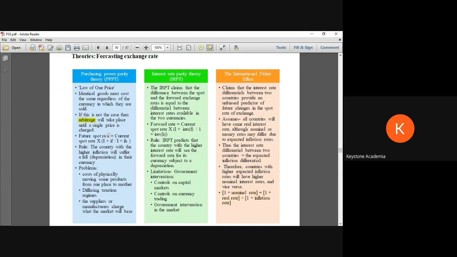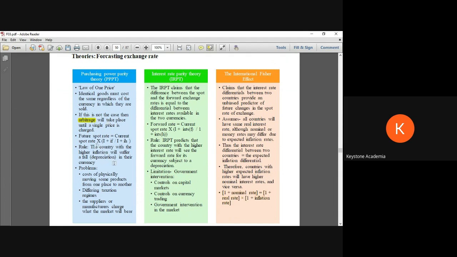There's one formula also. The rule is that the country with the higher inflation will suffer a fall, a depreciation, in its currency. So basically, if we have higher inflation, what will happen to our currency? It will go down, isn't it? Because if the inflation is higher, ultimately, things will become expensive.